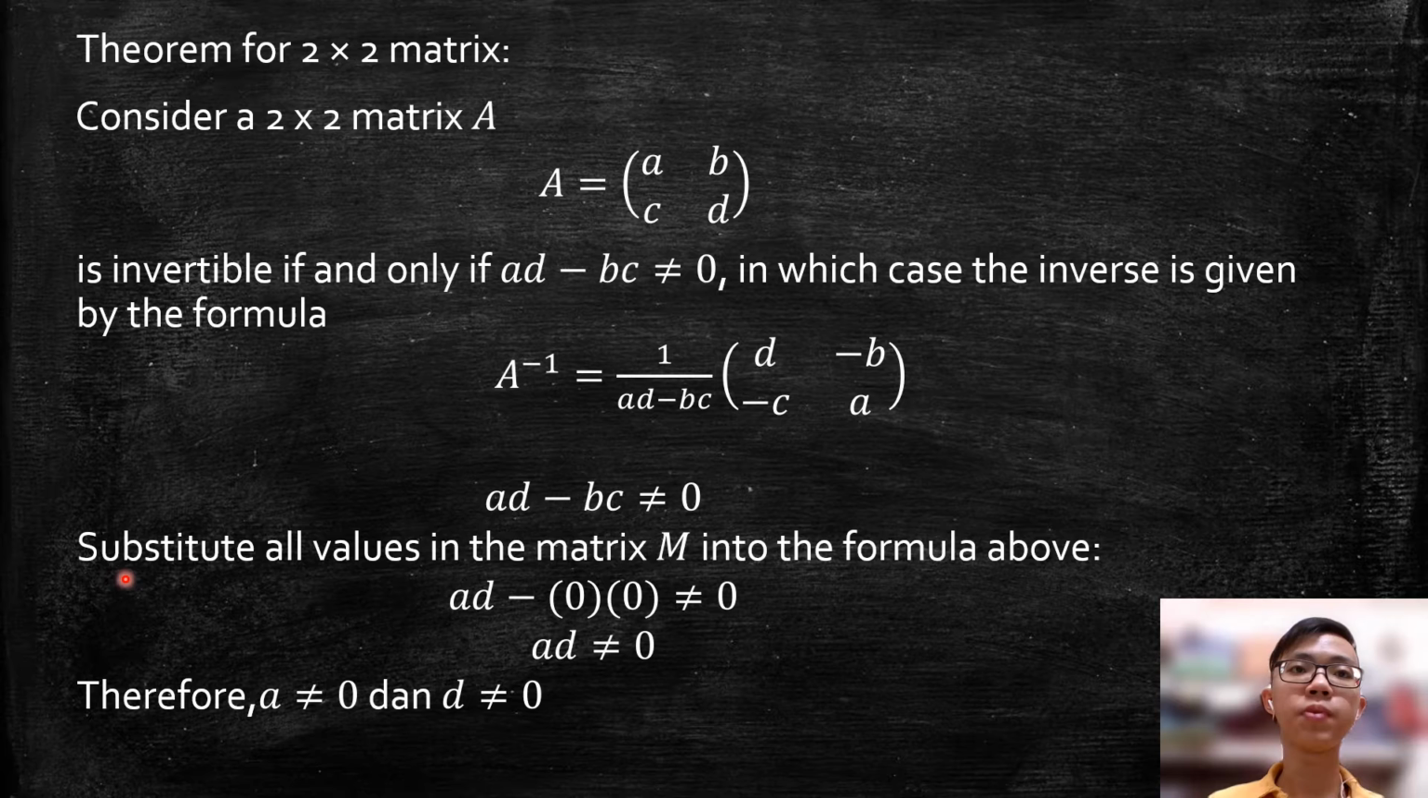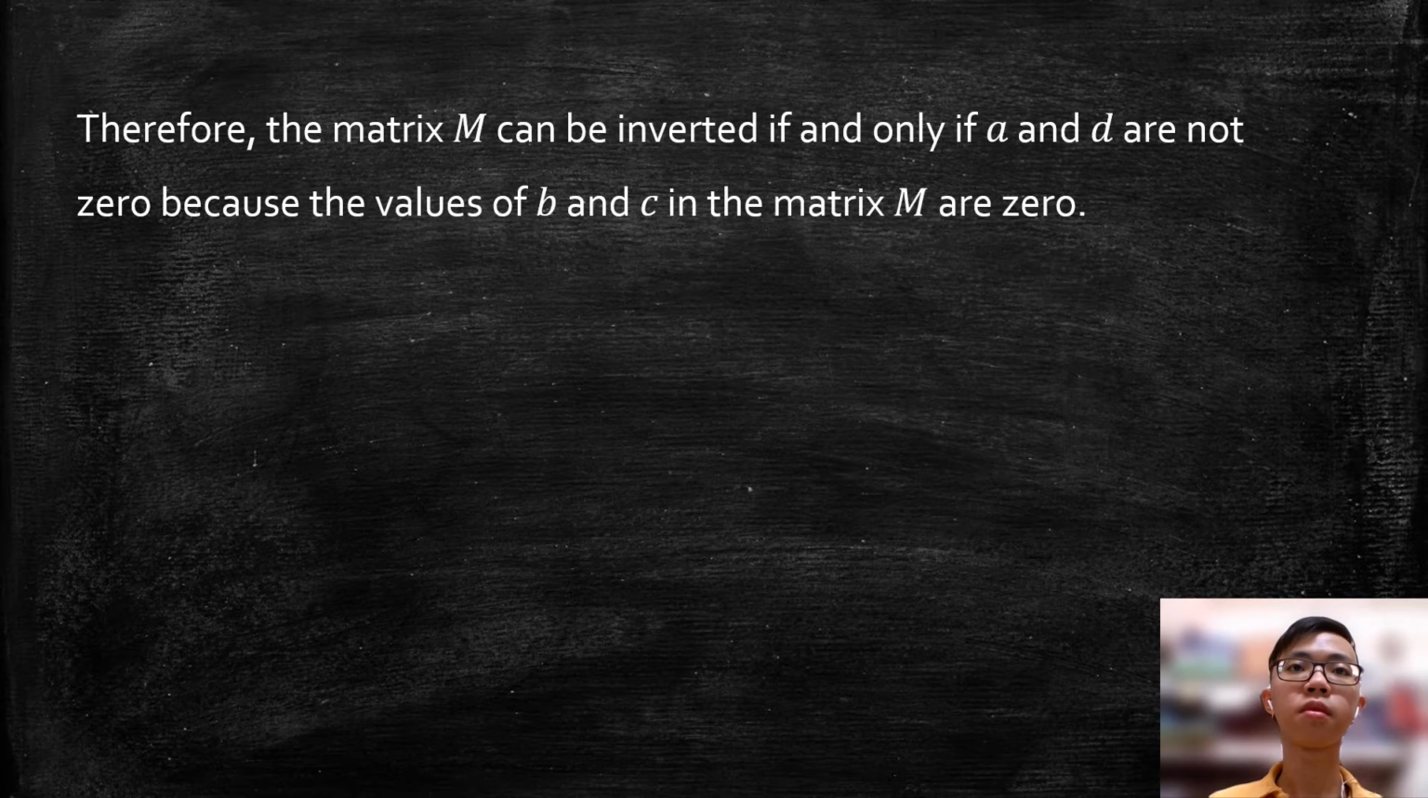So now we substitute all the values in the matrix M into this formula, and at the end we get A not equals to 0 and D not equals to 0. So that means matrix M can be inverted if and only if the values of A and D are not equal to 0, because the values of B and C in the matrix M are 0.